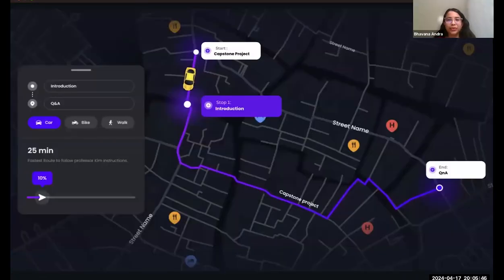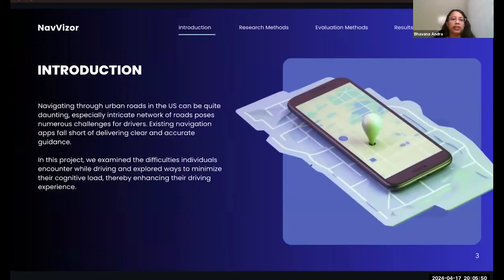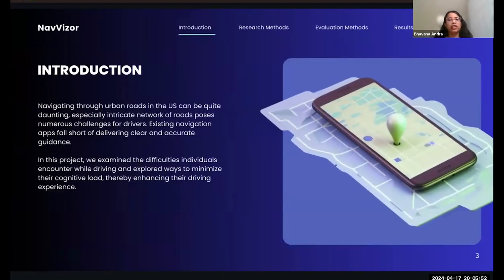Thanks, Swarna. So, let's explore our topic in detail. Imagine you're driving through a bustling city and relying on your navigation app, and it tells you to turn left, but a confusing maze of streets is ahead. Existing navigation apps often fall short of delivering clear and accurate guidance. Our project focuses on understanding those driver challenges and exploring ways to minimize cognitive load and enhance their driving experience.